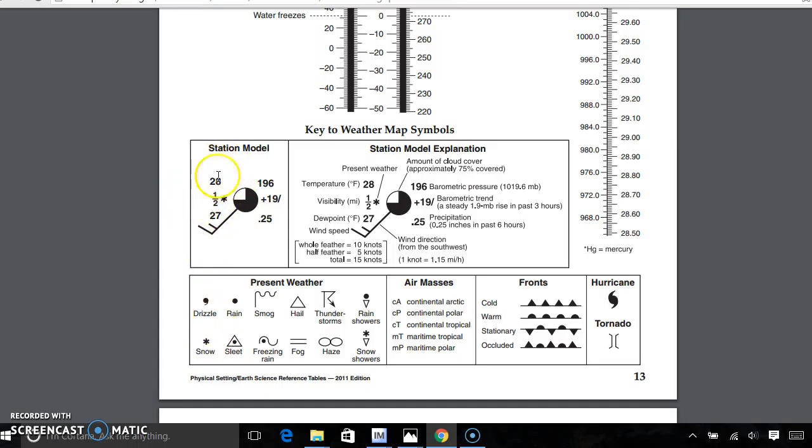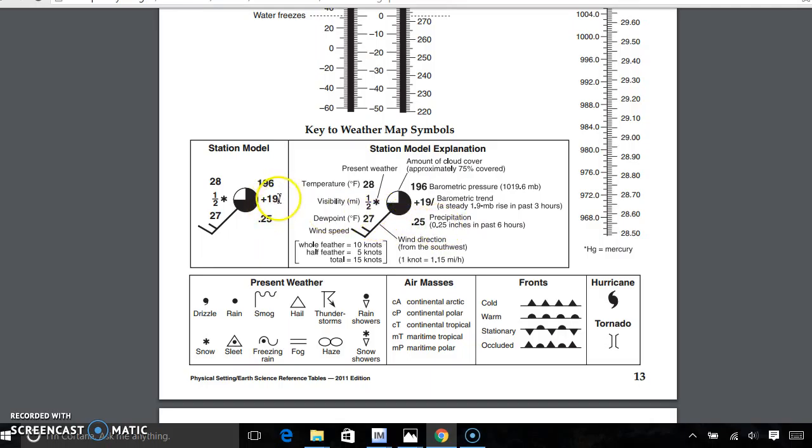We have a very humid air mass. 28-degree air temperature, 27-degree dew point. That's the recipe for snow. If we saw these other symbols here, there's symbols for sleet, freezing rain, fog, and so on. And again, you don't need to take the time to memorize any of this. It's right here for you in the reference table. So we've got air temperature, visibility, dew point, air pressure, and precipitation amounts in the lower right. In the past 6 hours, 0.25 inches have fallen.